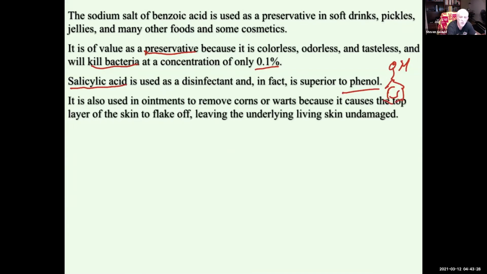Okay, it's also used in ointments to remove corns or warts because it causes the top layer of skin to flake off. Okay, it leaves the underlying living skin undamaged. That's why we use salicylic acid. For skin cancers, when they put the acid on the face and burn the skin, it gets through the superficial layer. Okay, and it leaves a healthy layer below it.